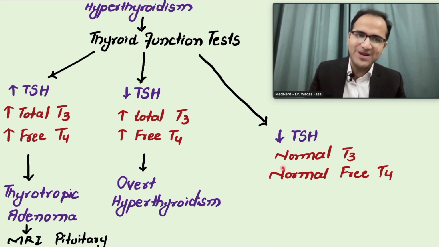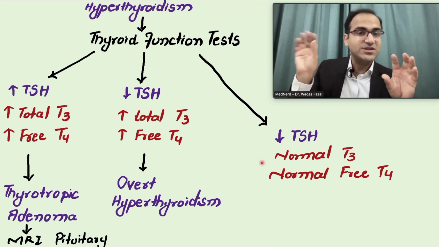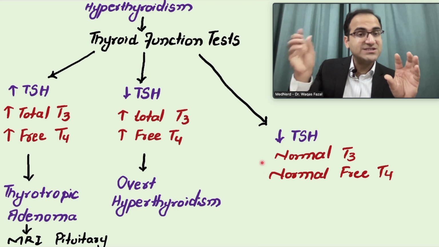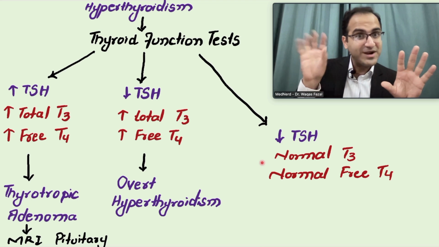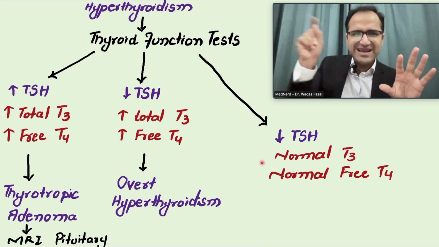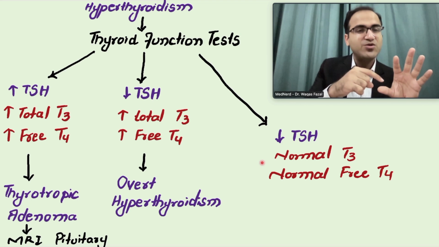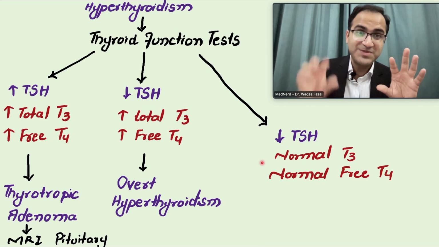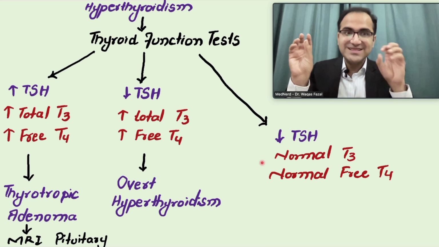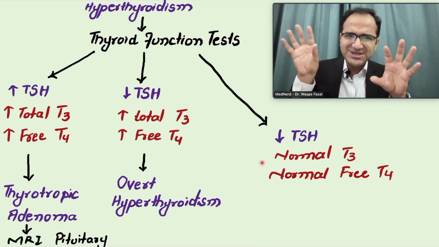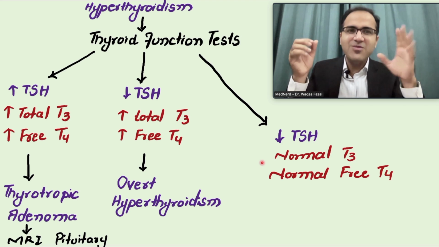T4 levels are normal. What does that mean? That means that previously there was a certain amount of TSH that stimulated the thyroid gland to produce thyroid hormones. But now the pituitary has to work less on the thyroid gland and has to produce less TSH to produce the same amount of thyroid hormones. It means that the thyroid gland is overactive. The thyroid gland does not need stimulation from the pituitary gland and it can produce thyroid hormone all by itself.